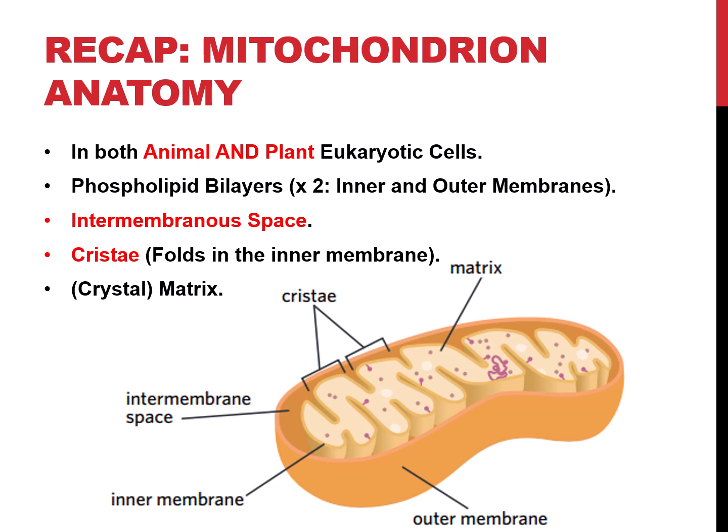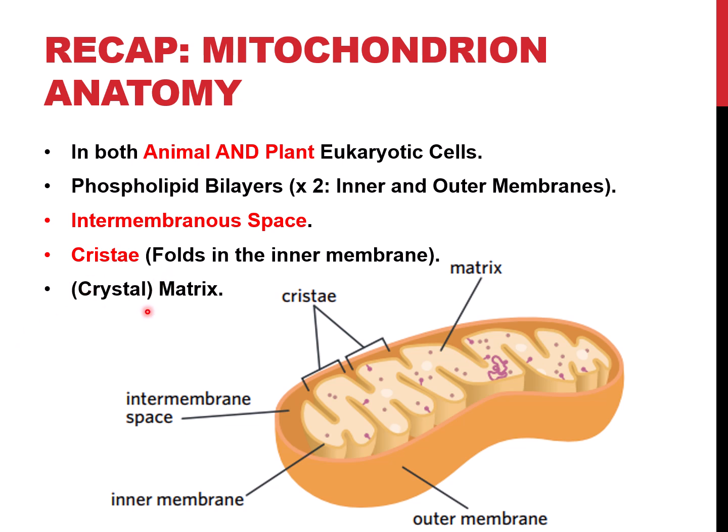Hi, year 12s, recapping our previous video. We looked at the mitochondria here and the different anatomy of it. Obviously, the important parts are going to be the phospholipid bilayers, the orange and the yellow there, the intermembranous space in between, the cristae folds, and of course the crystal matrix.